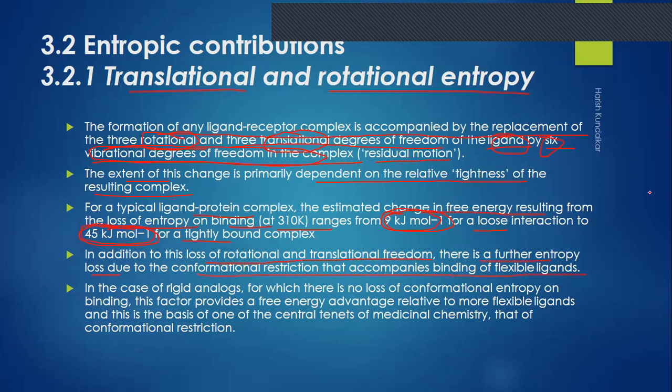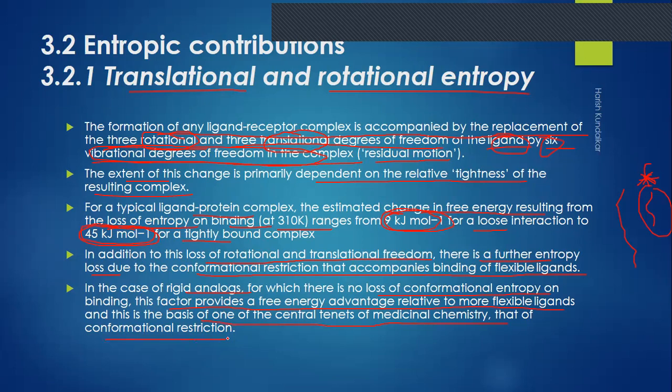Now we know that ligands are flexible. We know the receptors are also flexible. So when ligand and receptor bind, the flexibility of the ligand is lost. And in case of rigid analogs, for which there is no loss of conformational entropy on binding, this factor provides the free energy advantage relative to the more flexible ligands. And this is the basis of one of the central tenets of medicinal chemistry that is called conformational restriction.